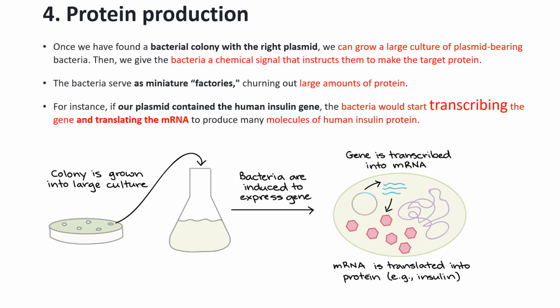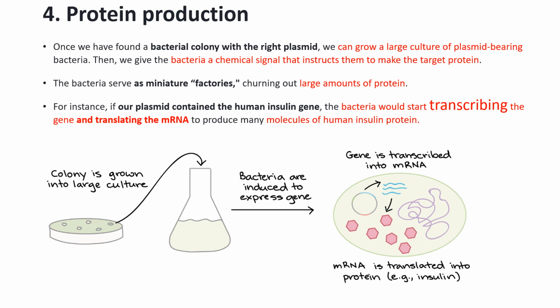So protein production. Once we have found a bacterial colony with the right plasmid, we can grow a large culture of plasmid-bearing bacteria. Now that we have only bacteria that have our plasmids carrying the DNA of interest, we can culture them so that we have, let's just say, a pool of our gene of interest. So we can grow a large culture of plasmid-bearing bacteria.